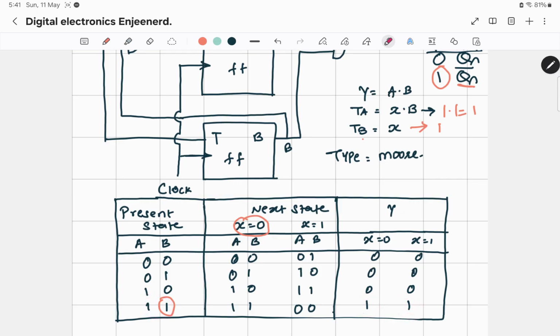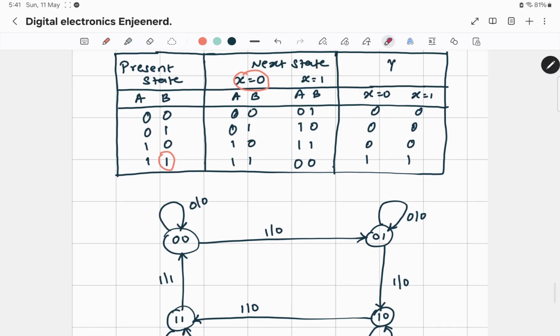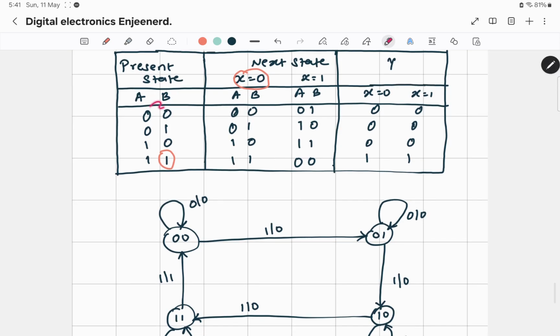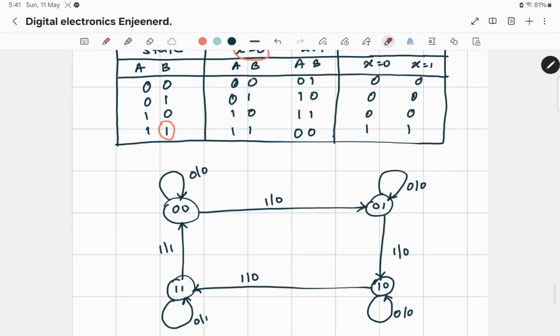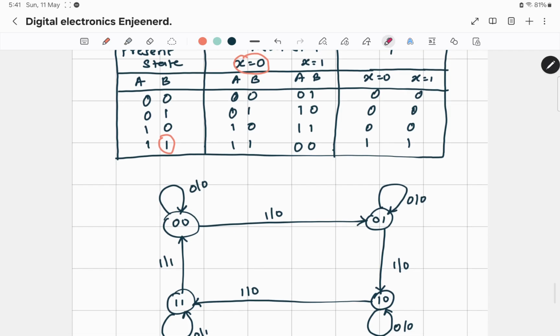So once you have written the state table, now you have to draw the state diagram. How many states do we have? 4 states: 00, 01, 10 and 11. So I have to draw these 4 states. Depending on the input x equal to 0, I will move to the next state, and this is my output. So if my input is 0, I remain in 00, and my output is also 0. Similarly, you have to draw the state diagram. Do try it on your own to see whether your state diagram matches or not.